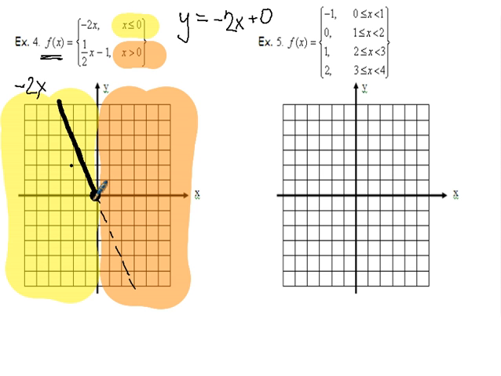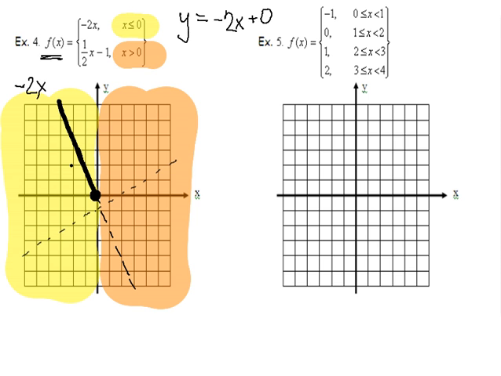And then the other line. The y-intercept is negative 1. That's right here. And the slope is 1 over 2. So we go 1 up and 2 to the right. This is our second line. Of course, it does go to the left, but that part is not part of the function f as it is defined here.